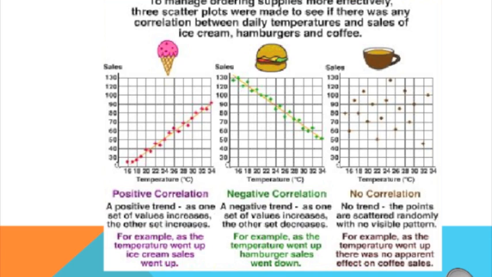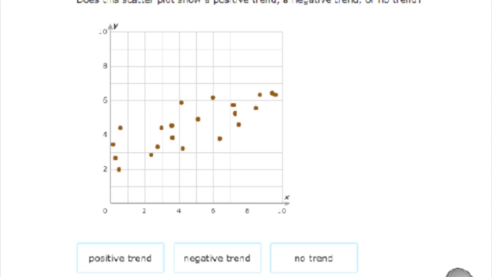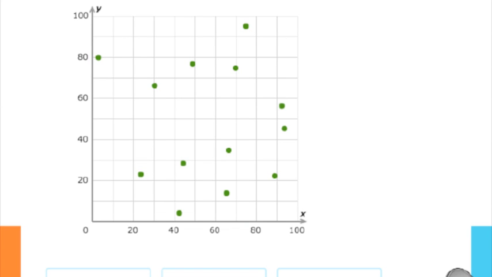Now it's your turn. In your OneNote binder, you will find a sheet of paper that you're going to have to fill out for homework. The first question is regarding this. You need to circle whether this is a positive, negative, or there's no correlation. When we see the word trend, think of correlation, relationship. So circle whether you think this graph is a positive trend, negative trend, or no trend at all. Same with this question. Is it positive, negative, or is there no correlation?